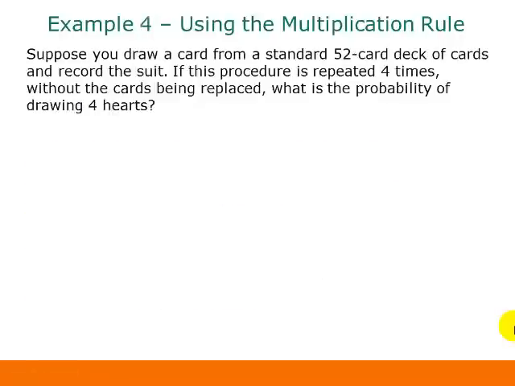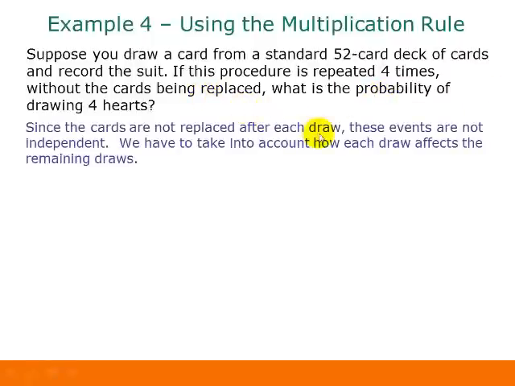Here's one more example of using the multiplication rule. Suppose you draw a card from a standard 52 card deck of cards and record the suit. If this procedure is repeated 4 times without the cards being replaced, what is the probability of drawing 4 hearts? So the only difference between this problem and the last example is that this time the card is not replaced. So in this case we're drawing without replacement. That means that the events are not independent, and we have to take into account how each draw affects the remaining draws.